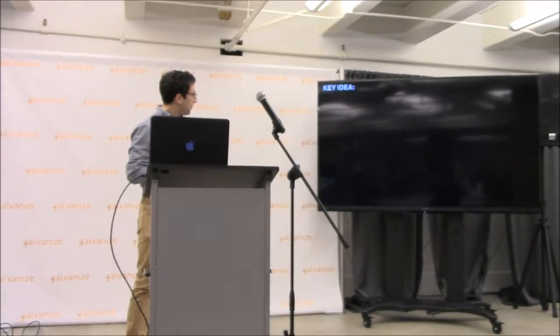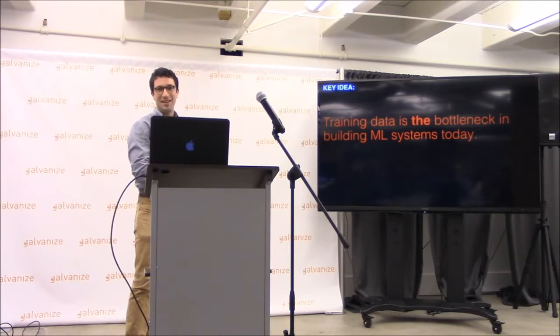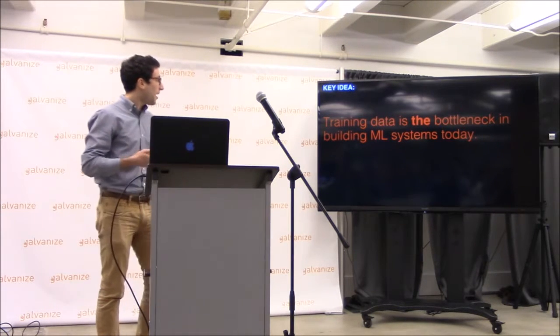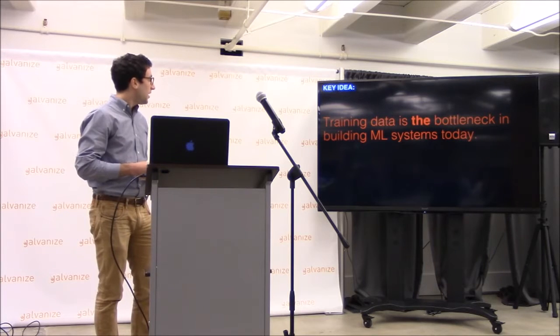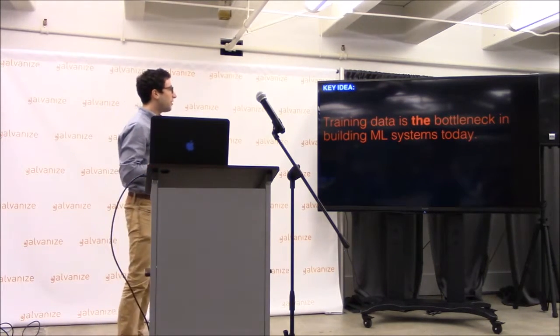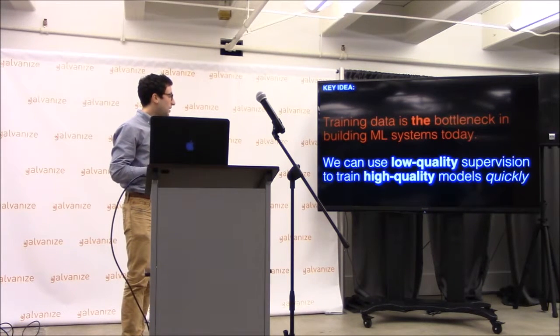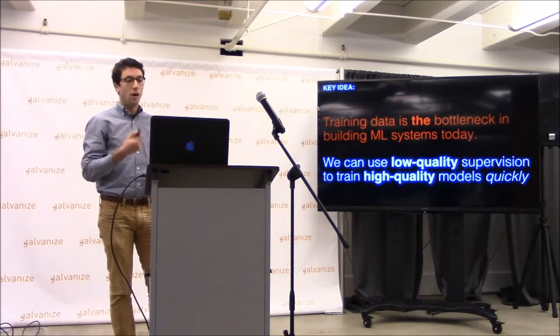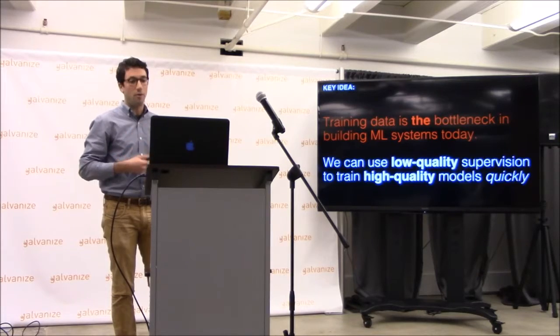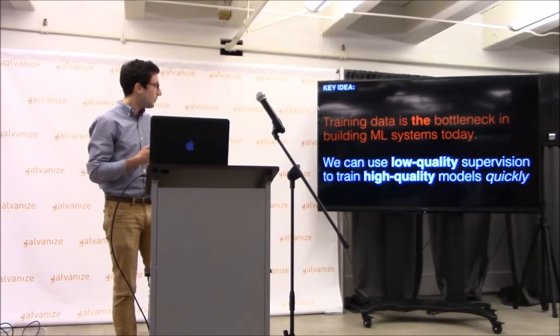First, I'll start with the key idea. This is not as new and shocking, even though it's in red font, as it was intended to be because of the talk preceding me. But from our practical experience in a different domain of applications, we are very convinced that labeled training data is the bottleneck in actually deploying machine learning systems today. The first two-thirds of this talk is about how we can try to use lower quality supervision to train high quality models a bit more quickly than just hand labeling.